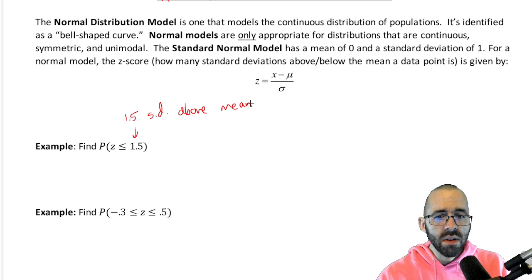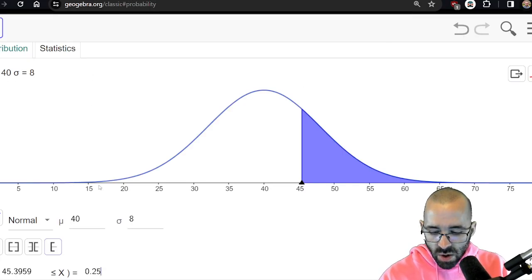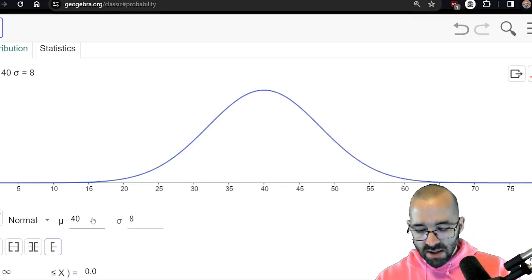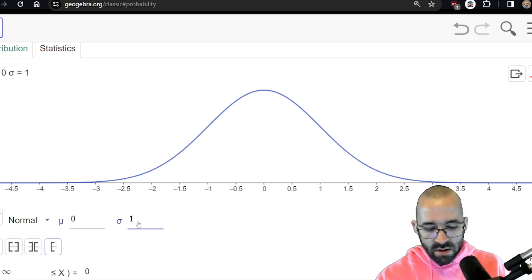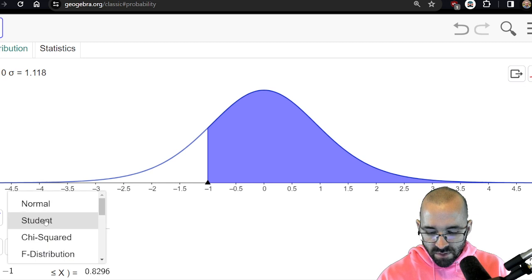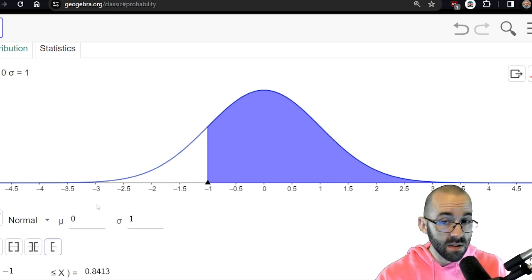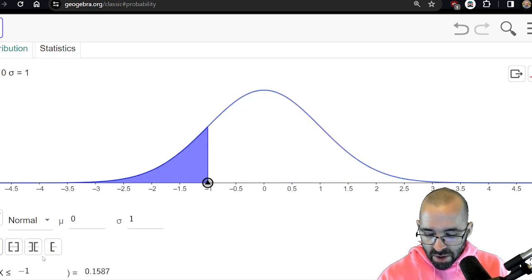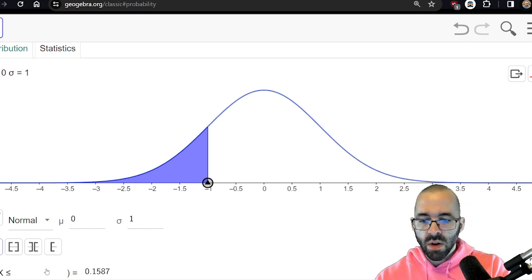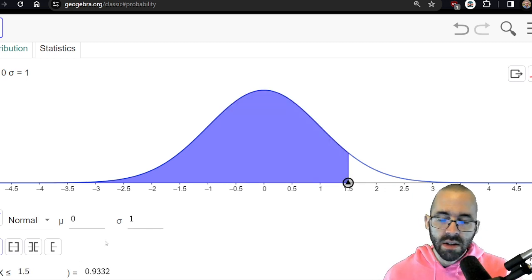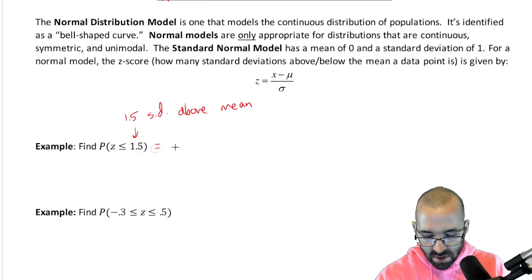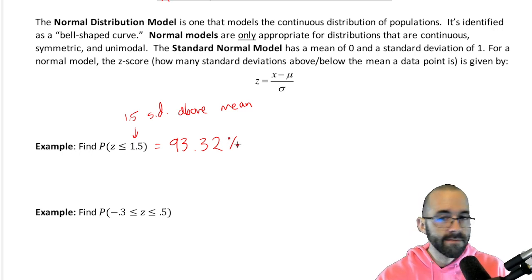Well, it's pretty straightforward and similar to what we've done before. We just go on GeoGebra. Standard normal means mean 0, standard deviation 1. It is also what GeoGebra defaults to. What's the probability that we're less than 1.5? 93.32%. That's all there is to it.